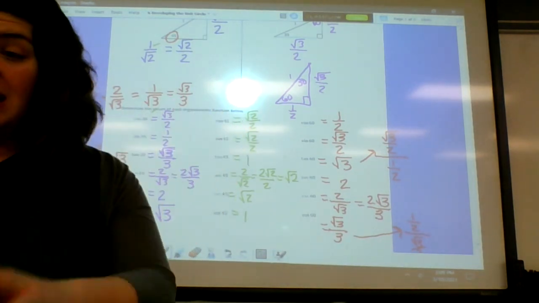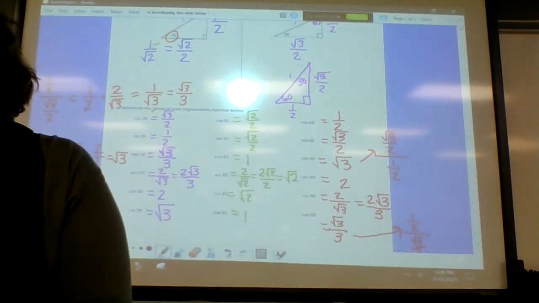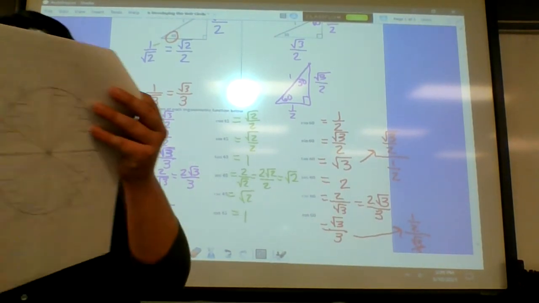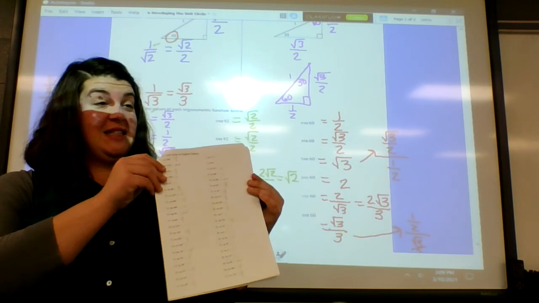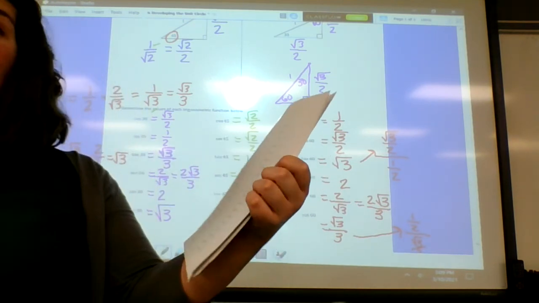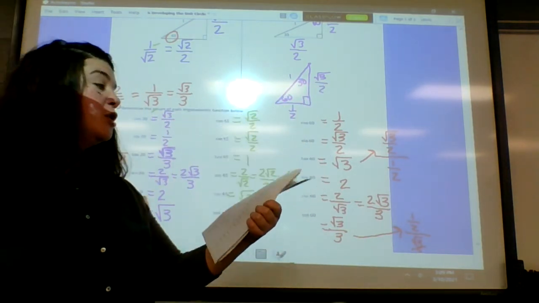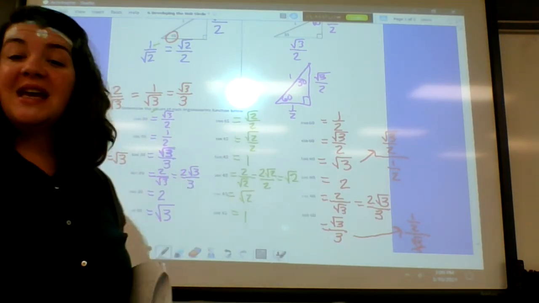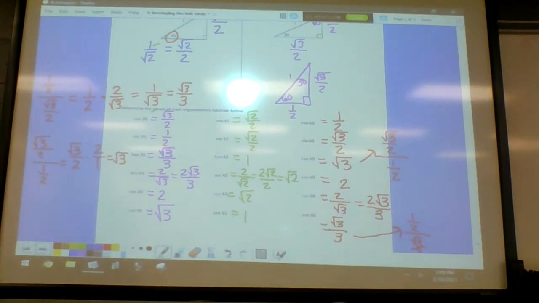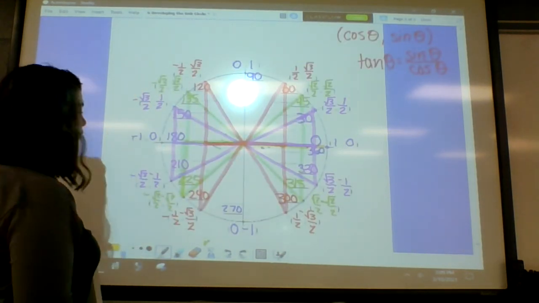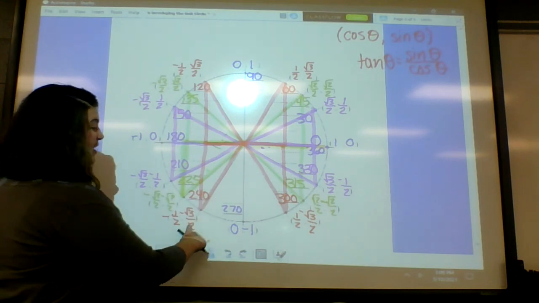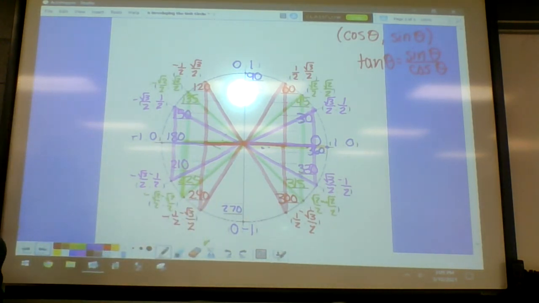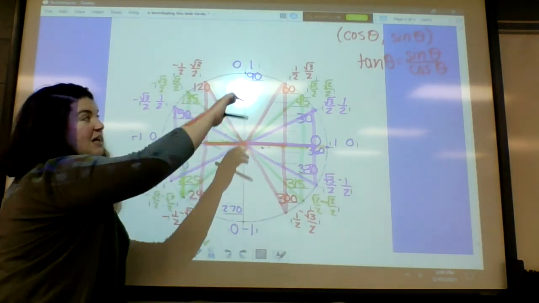Your assignment in your packet, here's what it looks like. It is a bunch of sines, cosines, tangents, cosecants, secants, cotangents, and I give you a specific angle. So your job is to tell me what is the value at that point. So if it was cotangent of 240, use this, right? 240 is here. So it's based off of your 60-degree angle, and you need the cotangent. Cotangent is the opposite of tangent.